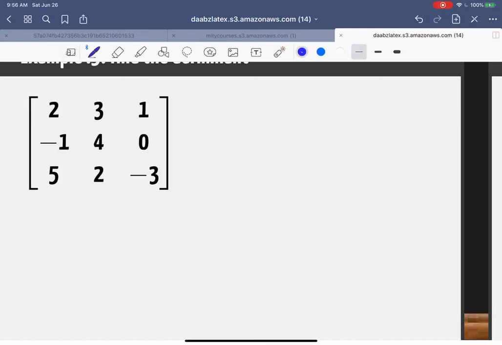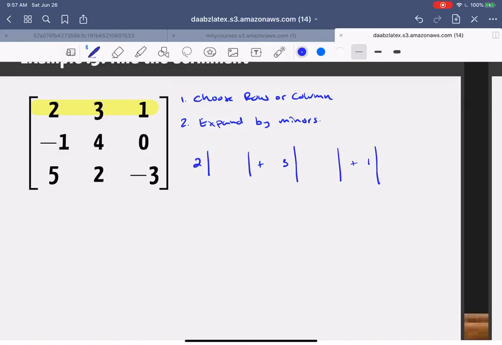First step is choose a row or choose a column. Just one. Any one row or any one column. So let's say I choose this one. Done. Second step is I want to expand by minors. So that means that I'm going to have 2 times determinant of some stuff plus 3 times determinant of some stuff plus 1 times determinant of some stuff.